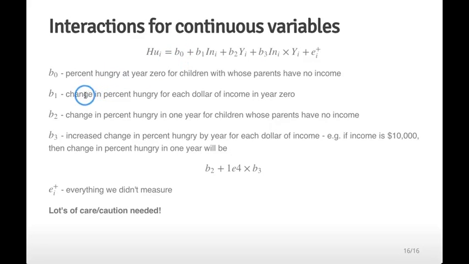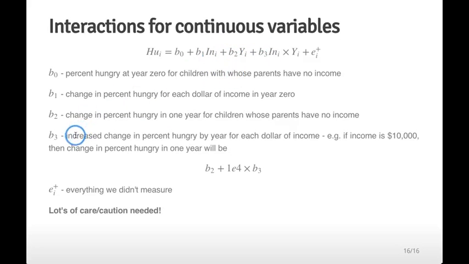B1 becomes the change in percent hungry for each dollar of income in year 0, because if year is equal to 0, this term and this term go away, and we just get that a change in income of $1 will lead to a change of B1 in percent hungry. B2 is the change in percent hungry in 1 year for children whose parents have no income. So if income is equal to 0, this term and this term go away, and for each increased year we get an increase of B2 in percent hungry.